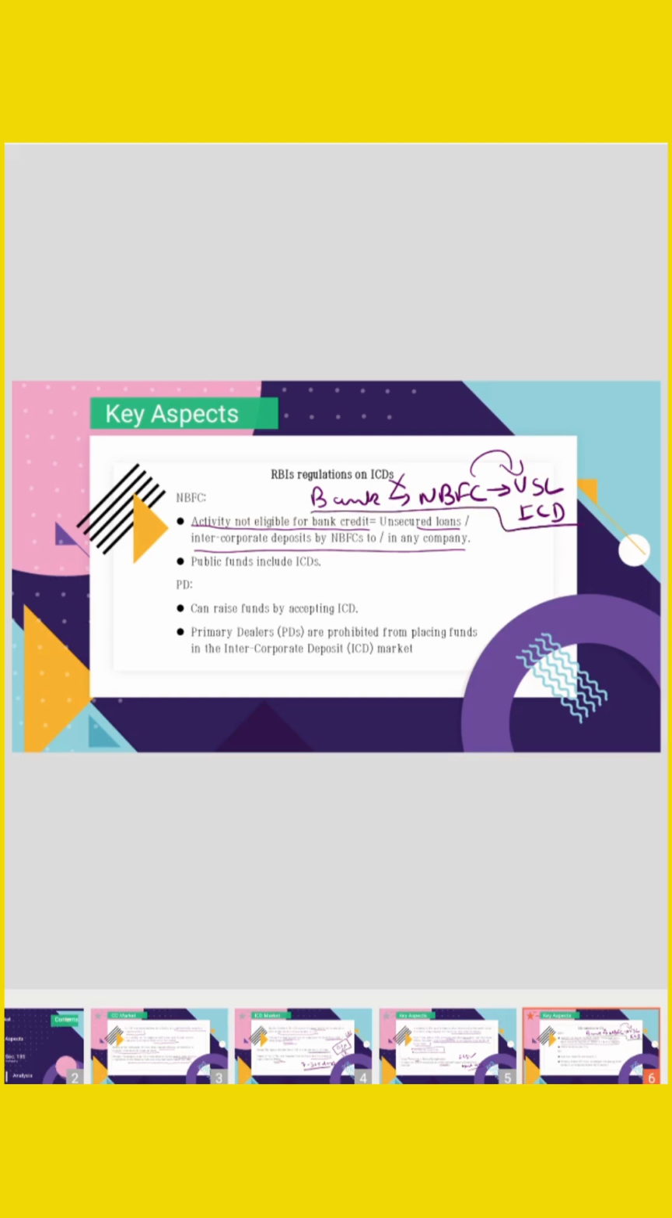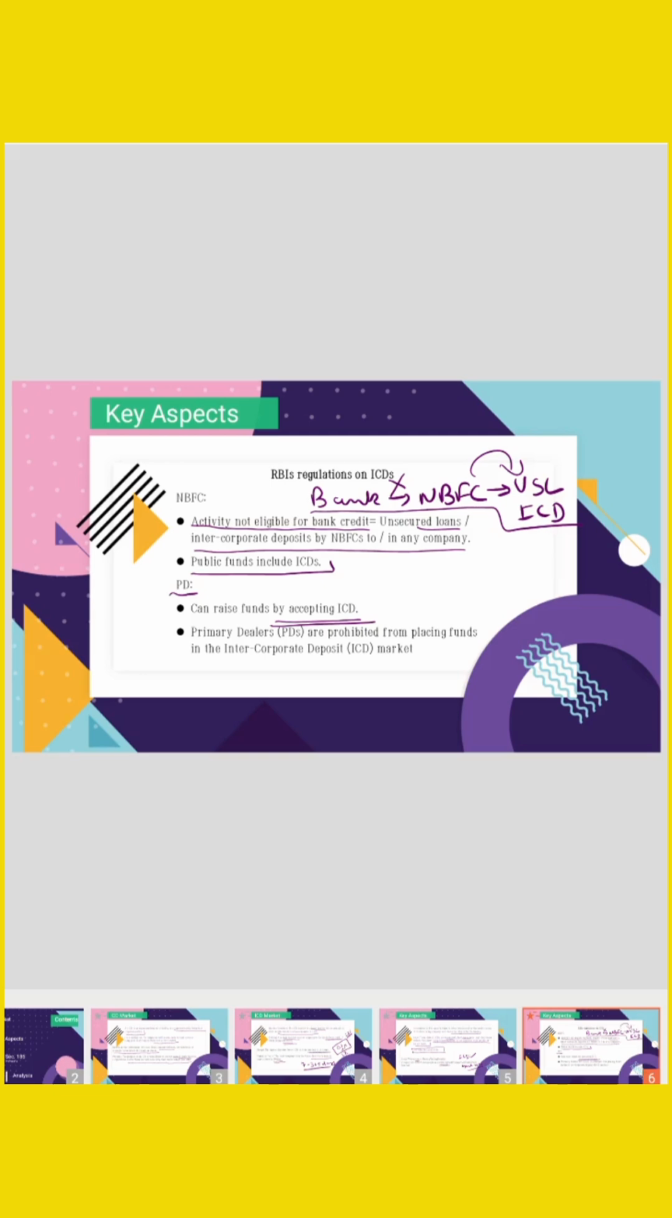Second, public funds include ICDs. So the regulation of NBFCs is based on their public funds, their interaction with the customer. In the definition of public funds, NCDs and ICDs have been included. Primary dealers, who are the market makers for the government security market, can raise funds by accepting ICDs. Means they can issue ICDs or arrange funds by making this one-to-one arrangement and then garner funds.